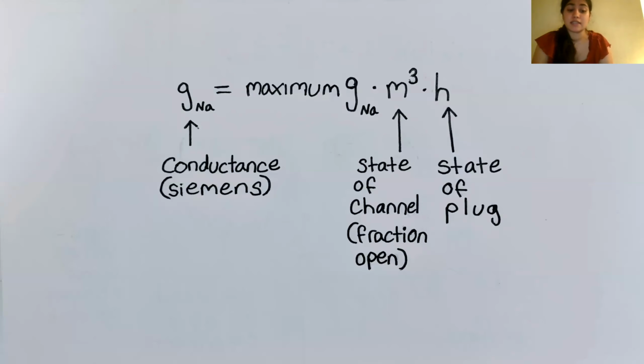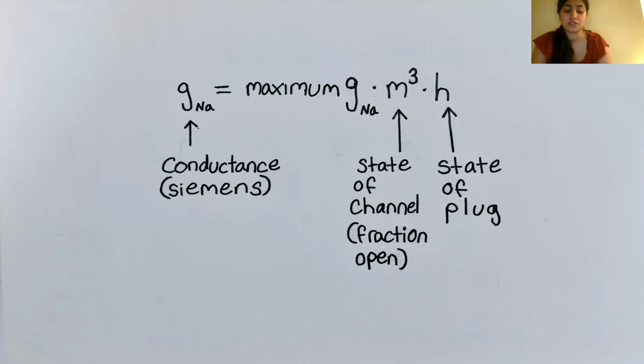Voltage-activated sodium channel states at any given time can be described by the following formula. The state of the plug can be described by a variable h, and the state of the channel can be described by a variable m, such that the conductance, which I'll describe in a moment, is equal to the maximum conductance of the channel during the course of an action potential, multiplied by m cubed and multiplied by h. Conductance is the reciprocal of resistance, and it's measured in units of Siemens. The more conductance there is, the more easily current, here sodium ion flow, is able to pass through something.